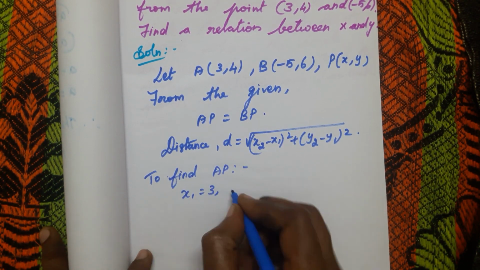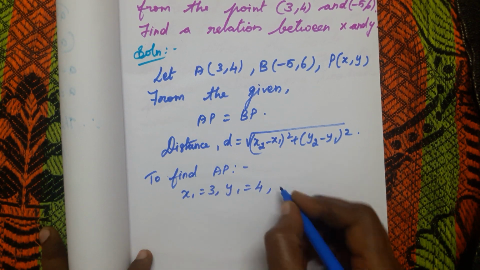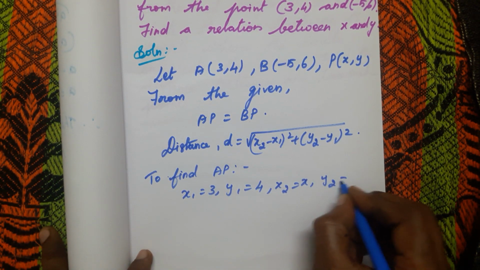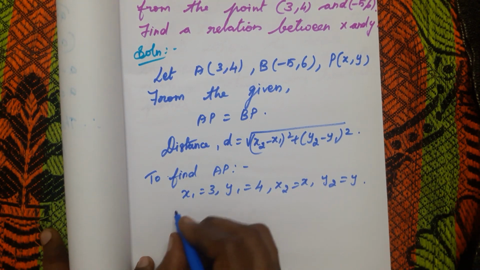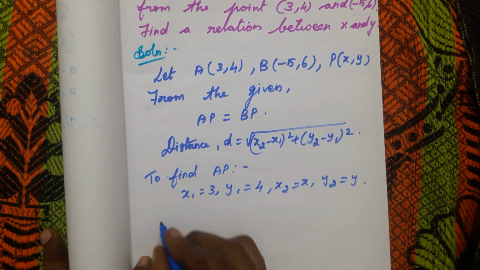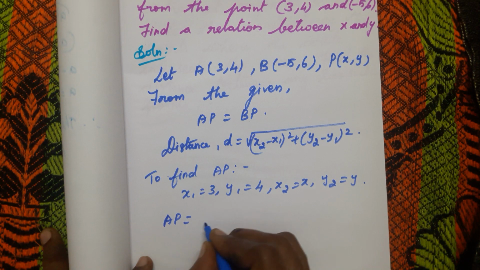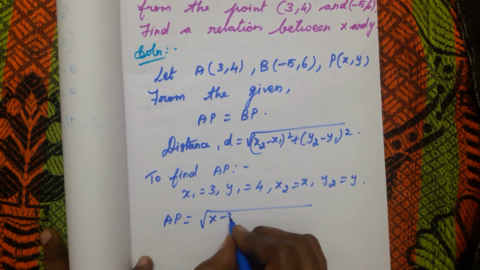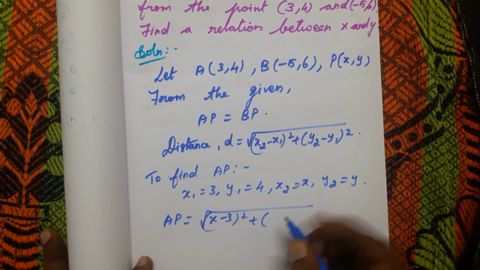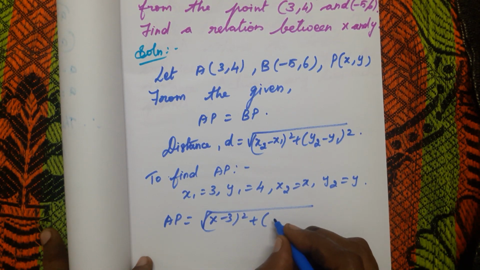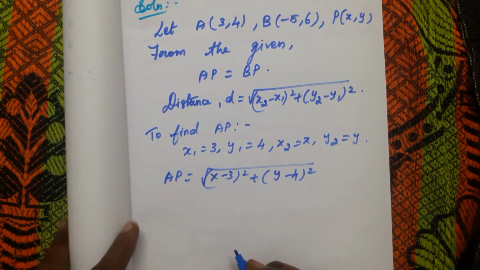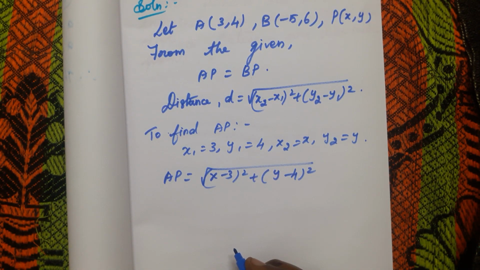x1 is equal to 3, y1 is equal to 4, x2 is equal to x, y2 is equal to y. Next, AP is equal to root of (x2 minus x1) the whole square, means (x minus 3) the whole square, plus (y2 minus y1) the whole square, means (y minus 4) the whole square. Okay, clear this? Any doubt?